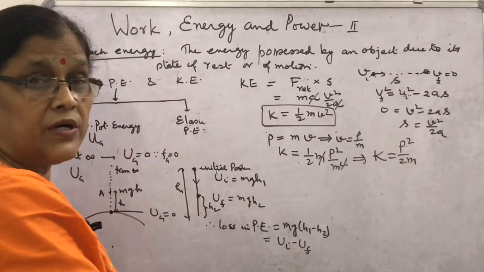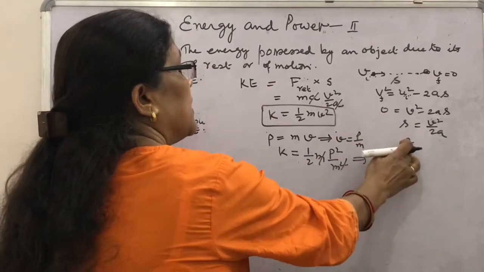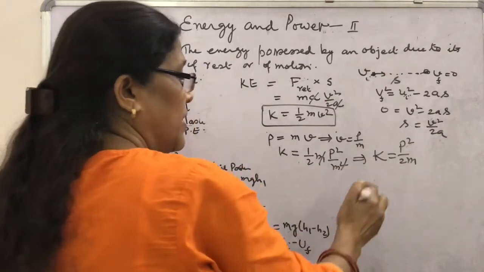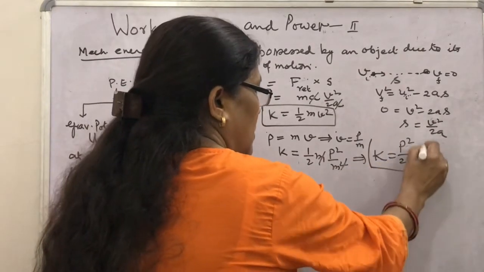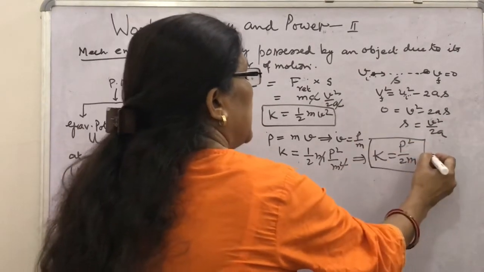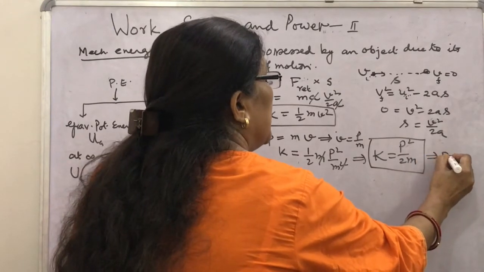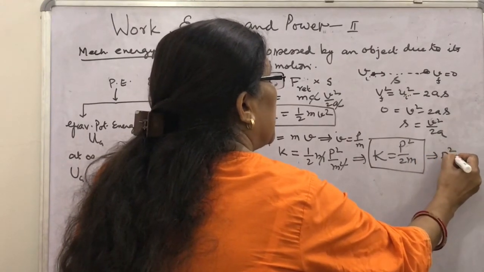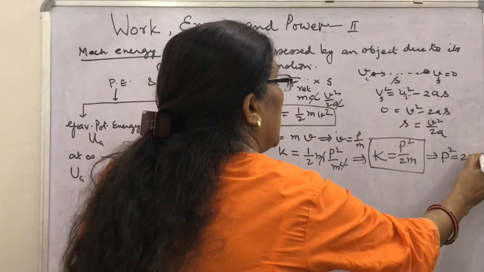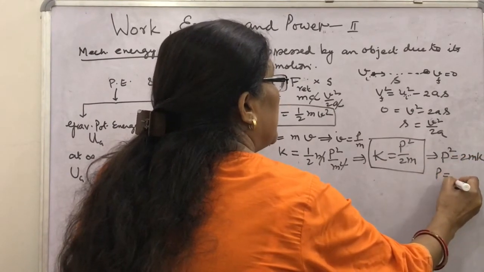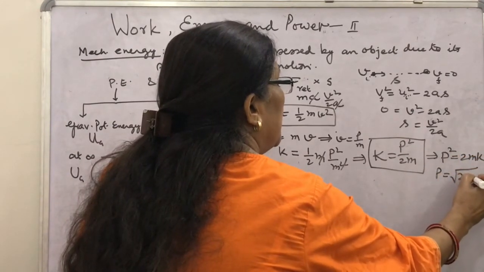A very important relation for kinetic energy and momentum. How will you write it in another form? You can write P square equal to 2mK. So, P will be equal to under root 2mK.